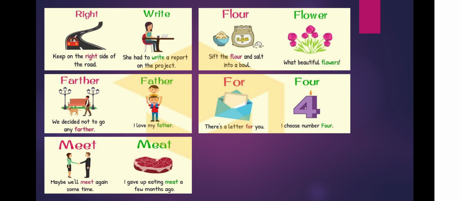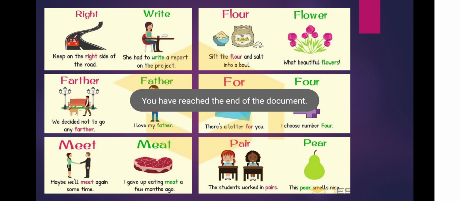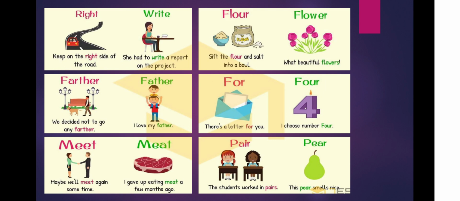Next, meat and meet. Meat, for eating, and the next, meet, is to meet someone, to catch up with someone, right? So here's the example: maybe we will meet again sometime. And meat: I gave up eating meat a few minutes ago. Pair and pear. Pair, the combination of two things is called a pair, and on the other side, pear is a fruit.